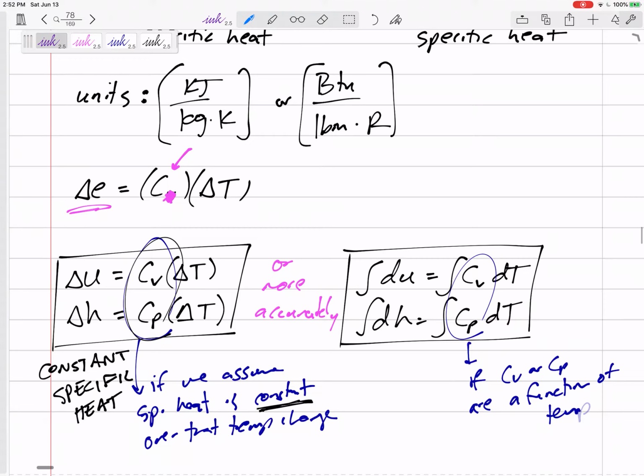All right, here's the main thing. Let's bring it back to the basics. The main thing: Cv leads you to U. Cp leads you to H. Right? Cv leads you to U. Cp leads you to H.